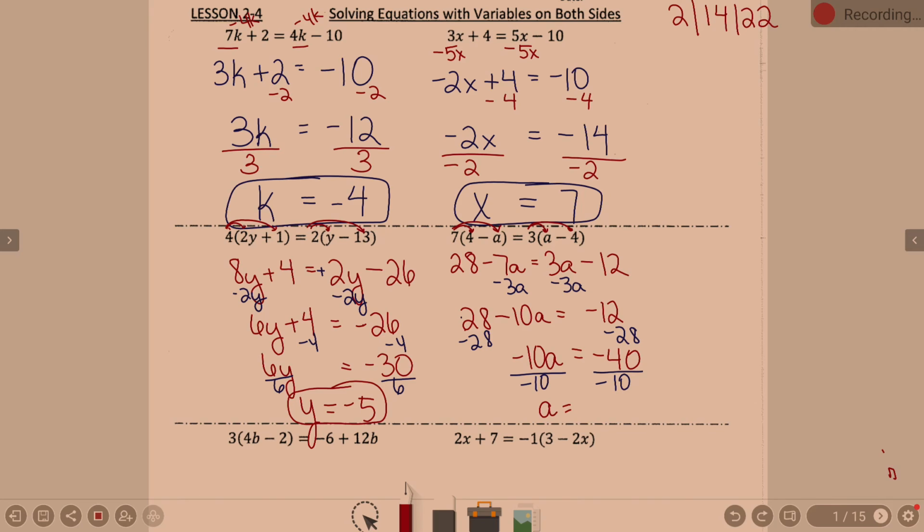Positive. I think positive. You're afraid to say positive. But a negative divided by a negative is a positive. So it is actually positive 4. That's good. Okay. I feel like we're getting the grasp of this.